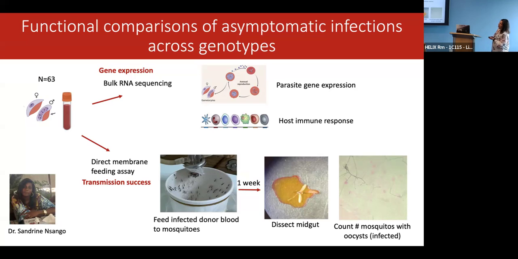So both bulk RNA sequencing to look at gene expression, where we can look at both parasite gene expression and host immune cell gene expression, and then direct membrane feeding assays, which were carried out by the lab in Cameroon, where they feed the infected donor blood to mosquitoes in a cup, wait for a week, and then dissect the mosquitoes to count how many mosquitoes were infected and how many oocysts they could find.